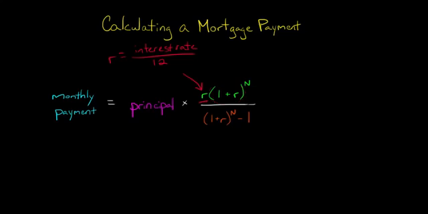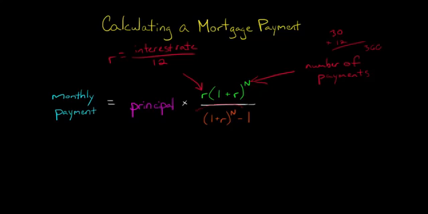That n is an exponent, and it also represents something: the number of payments that you're going to be making. So for a 30-year loan, there are 12 months in a year, so you're going to have 30 years times 12. That tells you how many payments you have to make. That would be 360 if you were doing a 30-year loan. If you're doing a 15-year loan, it'd be 15 times 12, so it'd be 180.